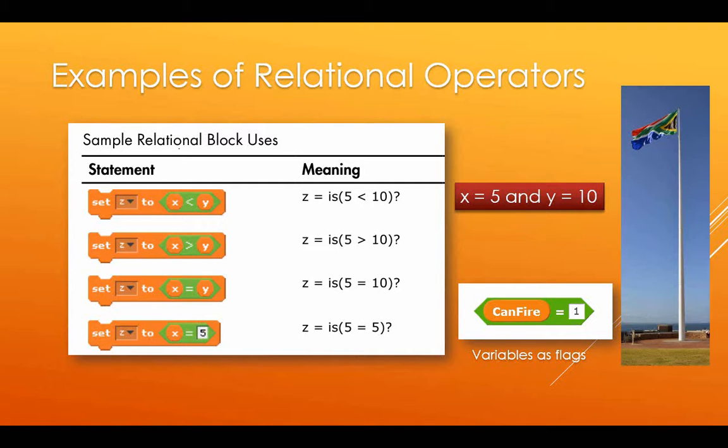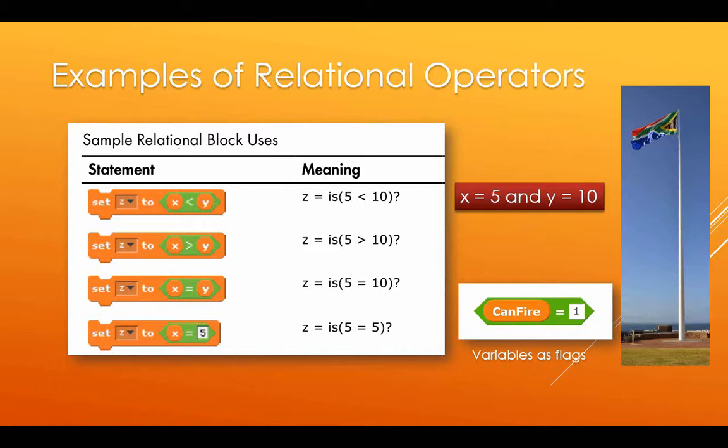Is 5 equal to 10? Answer is no, so variable z will have a value of false. And is 5 equal to 5? So now we're not using the y value, we're comparing it to what we call a static value. And it is equal to 5, so z will be equal to true. So we're storing the answer, if you can think of it as an equation, in our third variable, which is z.